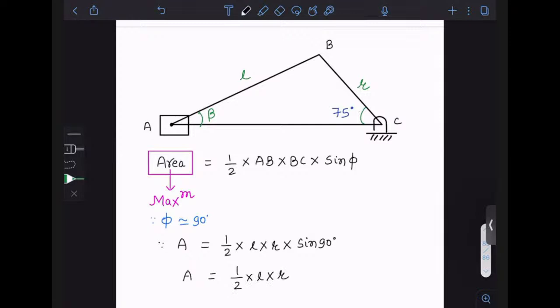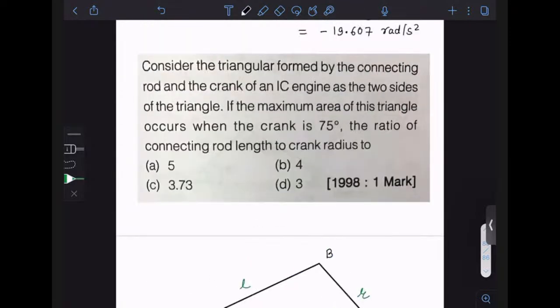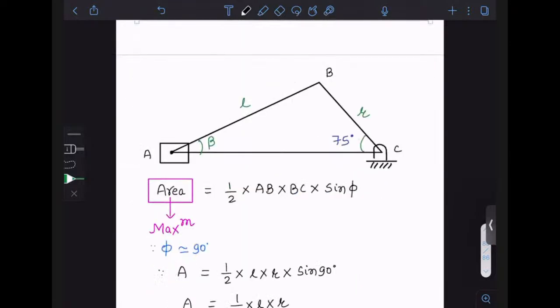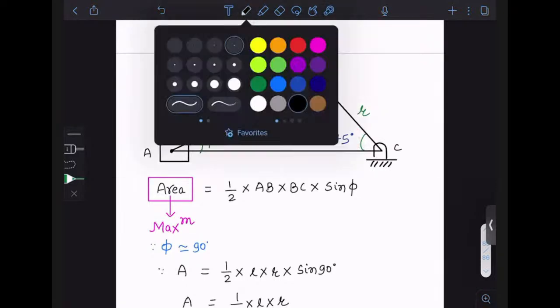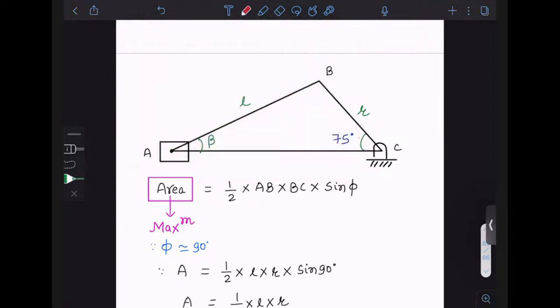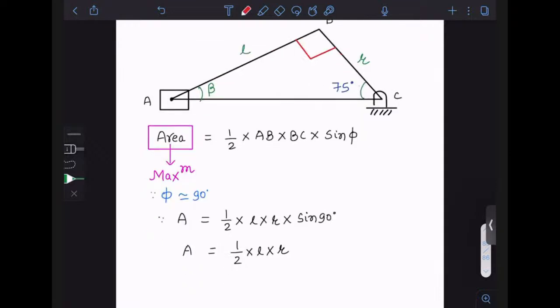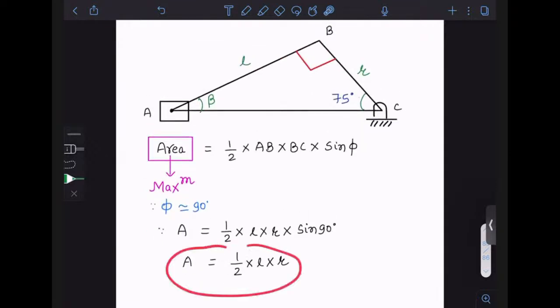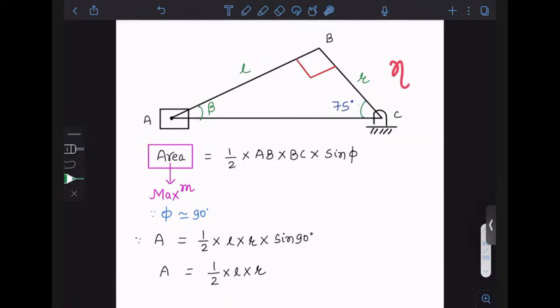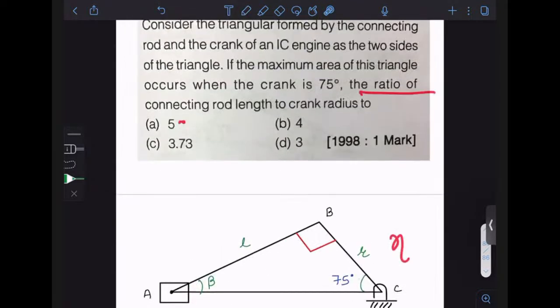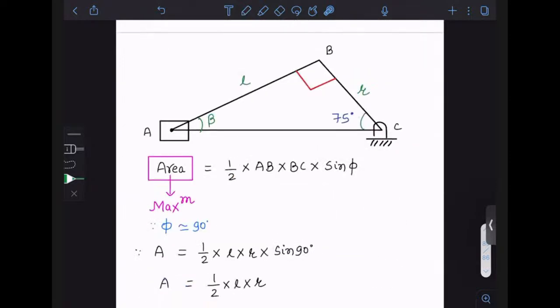Okay? See, now in this case, when this angle is going to be 90 degree for maximum area, and this theta is given to you, actually we don't have to find out this area. In the problem, they don't ask you to find out area. They ask you to find out the value of n, small n, the ratio, which is L by R.